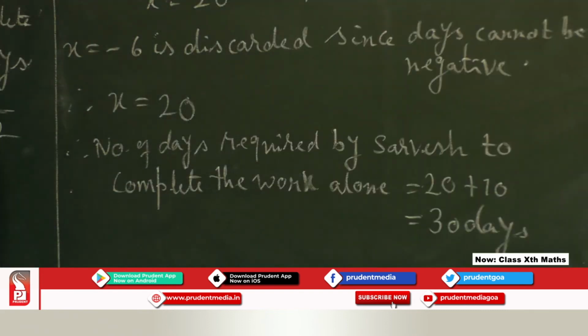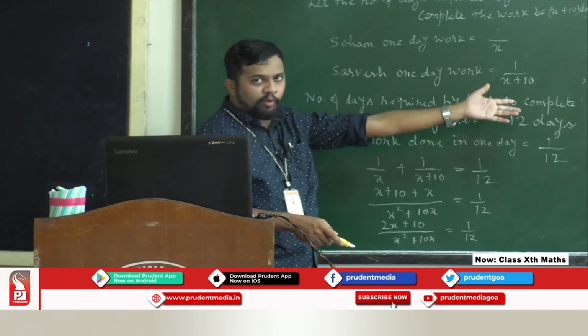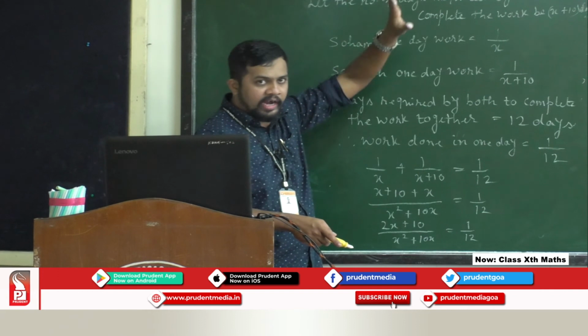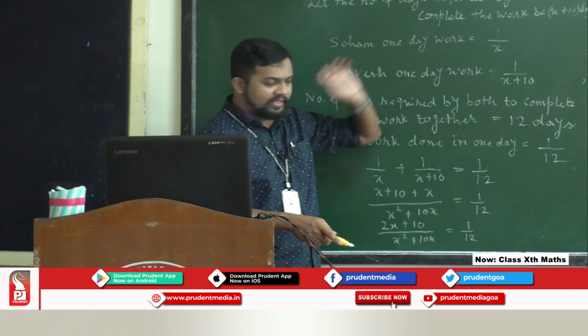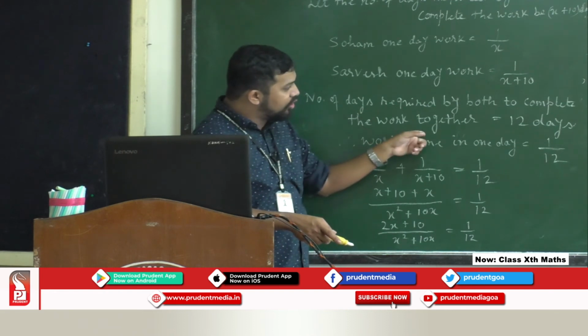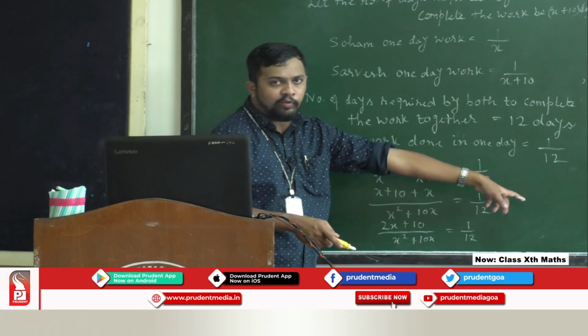30 days. Clear? Let me explain once again. Let the number of days required by Soham be x, because we don't know. Sarvesh was taking 10 more, so x plus 10. Now we have to find one day's work. This was their entire work. One day will be 1 by x for Soham, and 1 by x plus 10 for Sarvesh. If they are working together, 12 days, so work done in 1 day will be 1 by 12.